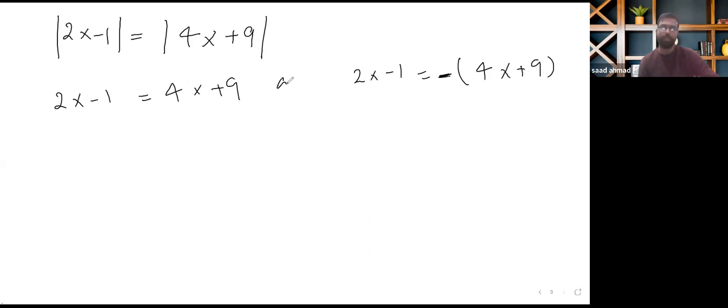One time you write it as it is, and one time you remove the absolute value and then multiply the right side with the minus out there.